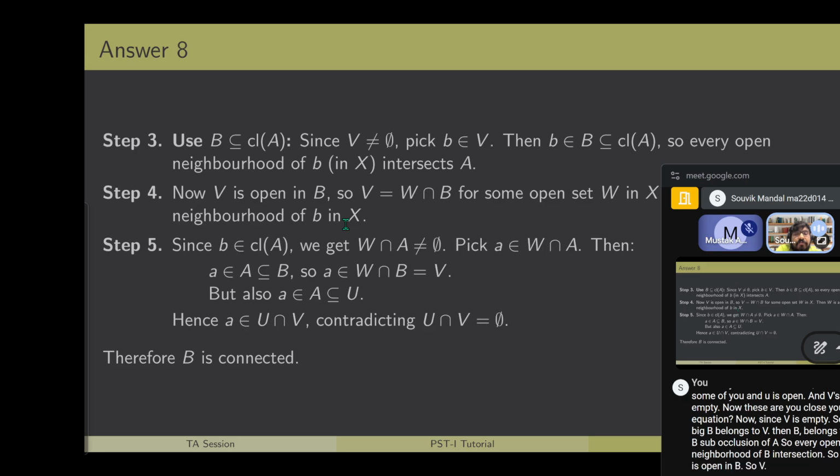So V is equal to W intersection B. Now since b belongs to the closure of A, we get W intersection A non-empty. Pick a belongs to W intersection A. That means a belongs to V intersection A, contradicting the fact that U intersection V is equal to empty. So that means B is connected. So that is the argument.